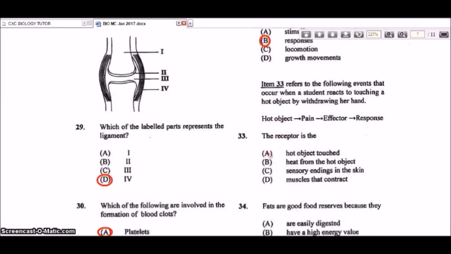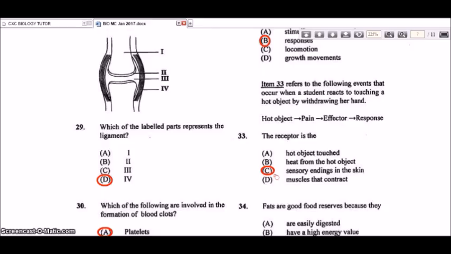Item 33 refers to the following events that occur when a student reacts to touching a hot object by withdrawing her hand. So we have this flow chart here showing you the hot object, pain, effector, response. So the receptor will have to be the sensory endings in the skin.